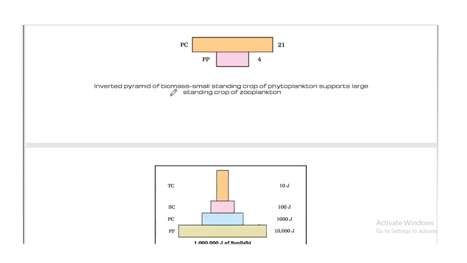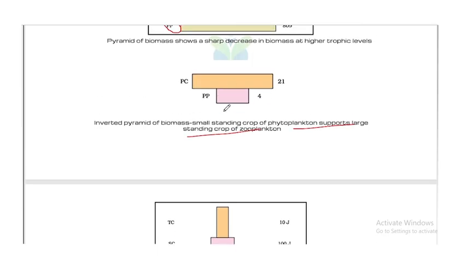Then we see inverted pyramid of biomass. Standing crop of phytoplankton supports a large standing crop of zooplankton. So when we measure the standing crop of phytoplankton, these are the primary producers. In an aquatic ecosystem, the primary producer is phytoplankton. It doesn't have that much biomass compared to the zooplankton that it supports. So the standing crop of the biomass of phytoplankton is less than the biomass of the zooplankton in an aquatic ecosystem. So that's why this pyramid is an inverted pyramid.